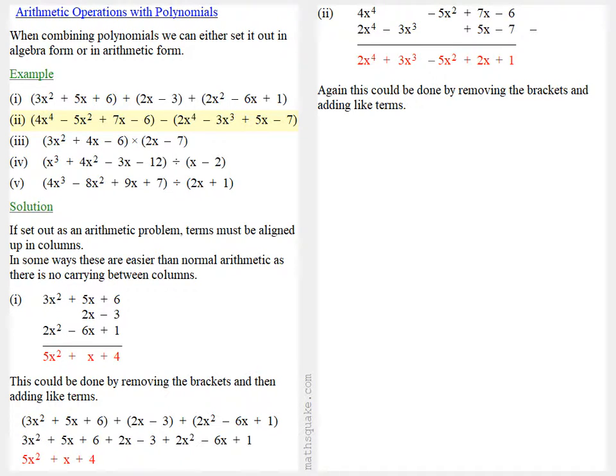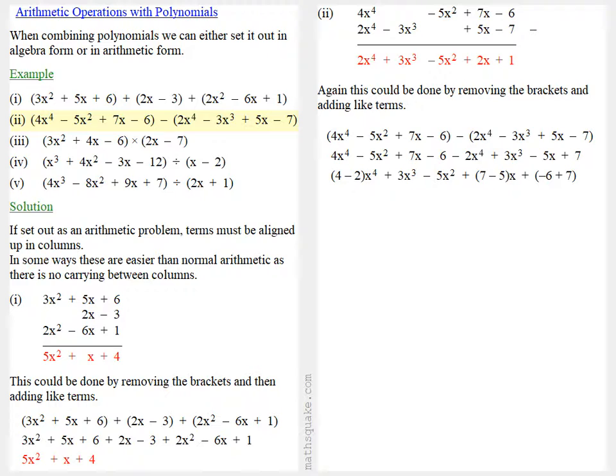Again, this could be done by removing the brackets and adding like terms. So we start with the original polynomial, and when we remove the second bracket, that becomes minus 2x to the power 4 plus 3x cubed minus 5x plus 7. Now if we add the like terms, we've got 4 minus 2x to the power 4 plus 3x cubed minus 5x squared plus 7 minus 5 times x plus minus 6 plus 7. And that simplifies to 2x to the power 4 plus 3x cubed minus 5x squared plus 2x plus 1, exactly as we had before.